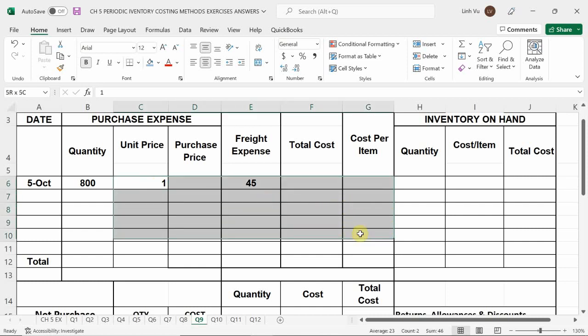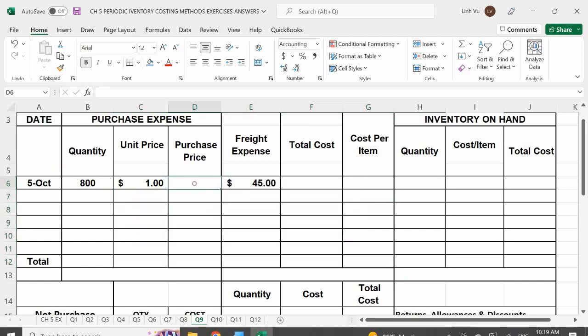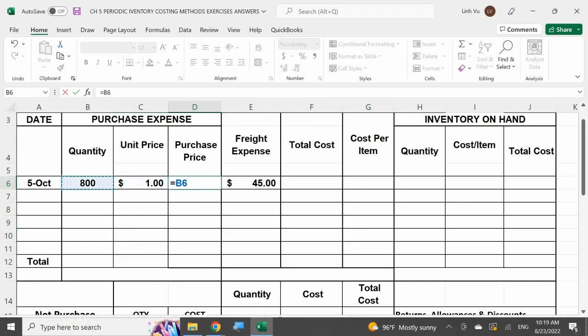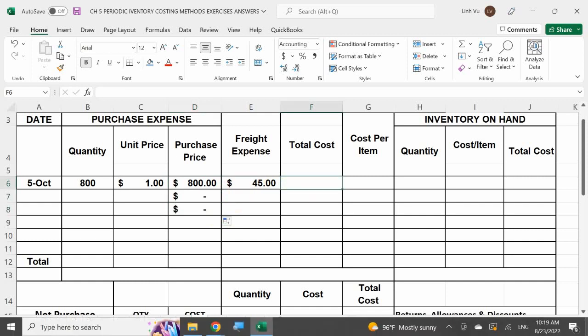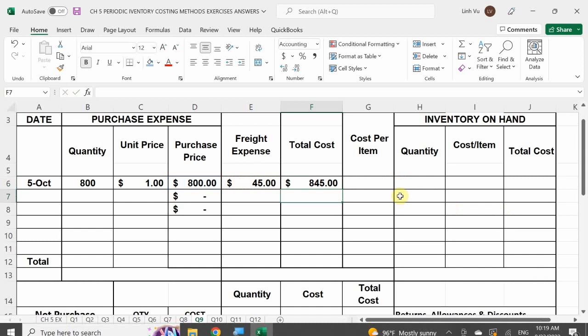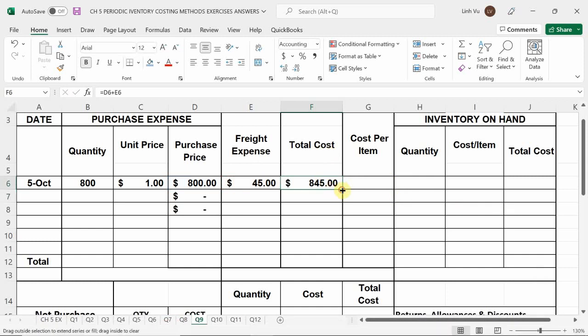So in this case, our calculation is only going to differ by one formula. Okay. So in this case, what is my purchase price? 800. Is 800 plus 45 will give me a total cost of 845. And then, do I need to solve for my cost per item?